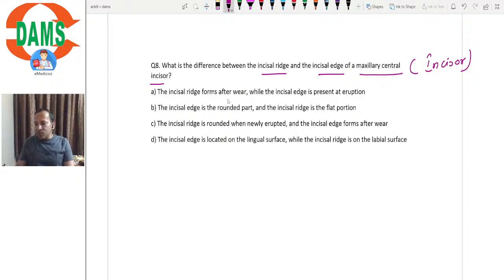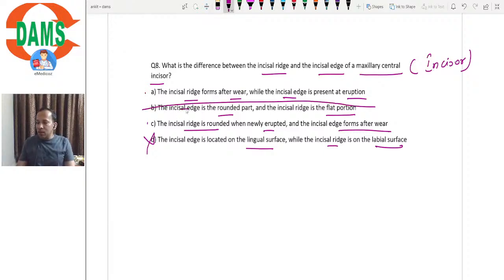Options are: A, the incisal ridge forms after wear and the incisal edge is present at eruption. Option B, incisal ridge is rounded part and the incisal edge is the flat portion. Option C, incisal ridge is round when newly erupted and then incisal edge forms after wear. So basically C and A are visually opposing options, isn't it? D, the incisal edge is located on the lingual surface while the incisal ridge is on the labial surface. तो ये तो गलत ही हो गया, right? So basically we can rule out option B as well. So we just have to choose one from the option A and C, right?